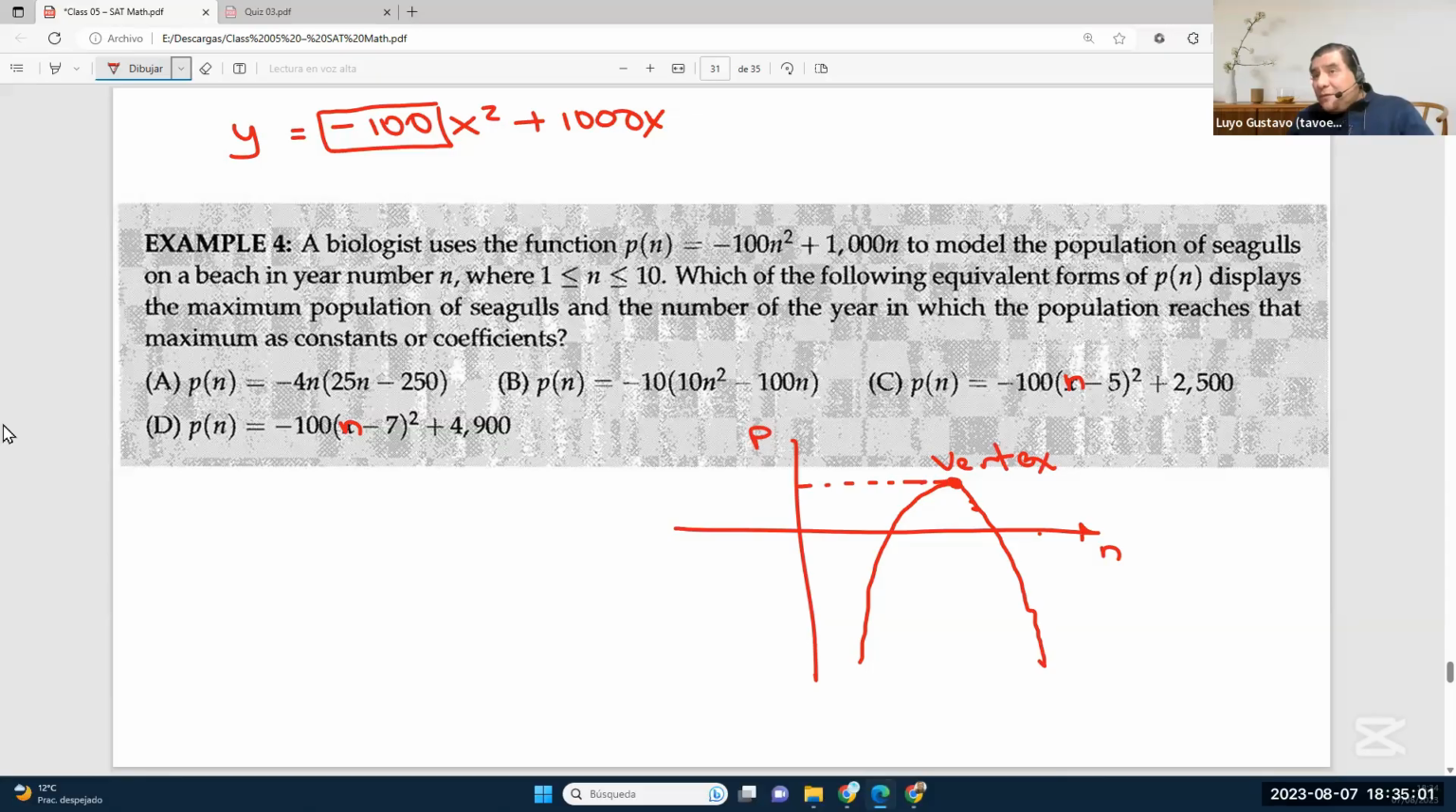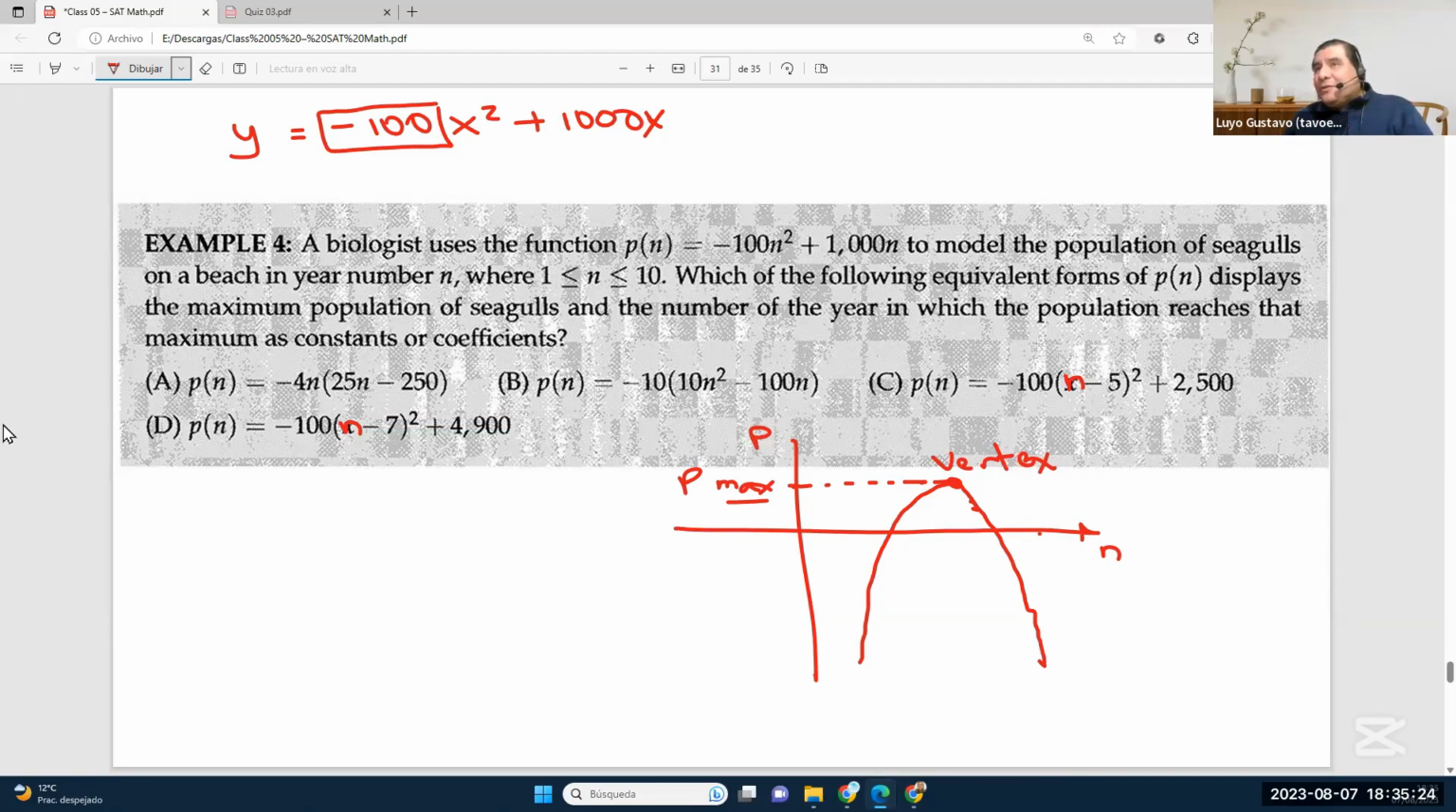So we are trying to find this maximum population, or maximum value of P. Exactly the vertical coordinate of the vertex. So how do we do that? If we put this in the vertex form, we do this, right?